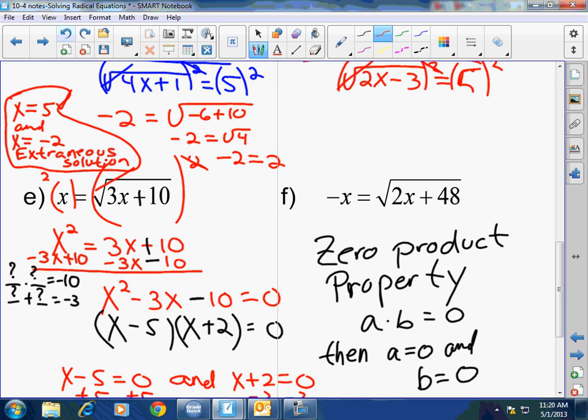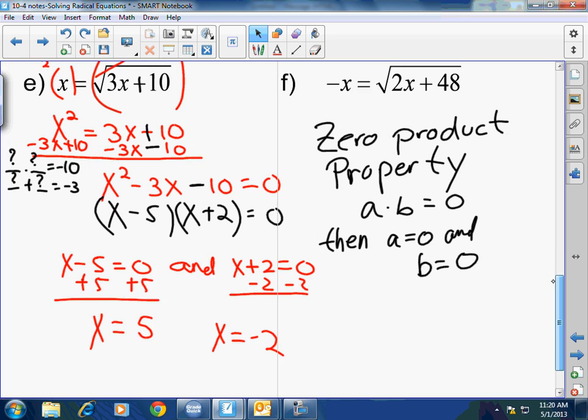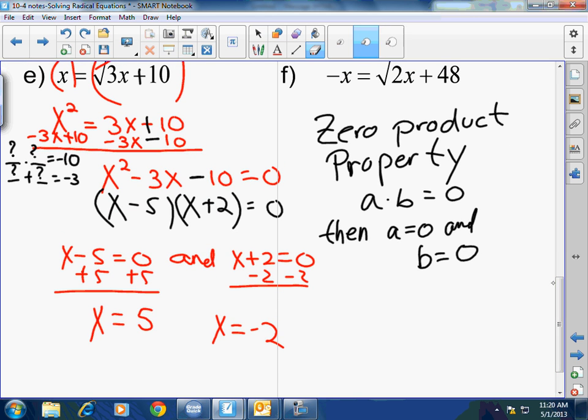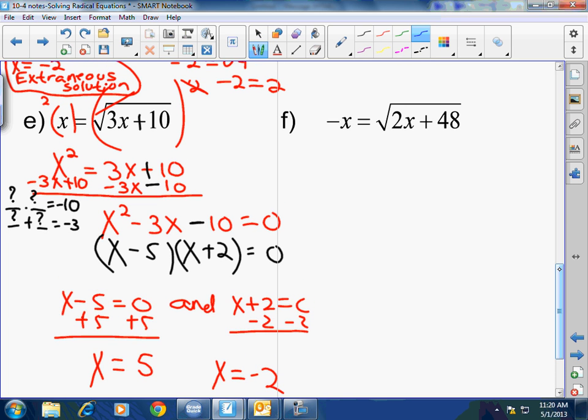Okay, now, let's do another one. Let's go ahead and erase the zero product property, and let's knock this out. Okay, how do I get that x out of the square root? Sir, you square both sides. Very good, sir. What's negative x squared? What's negative x squared, guys? Negative x times negative x is x squared.